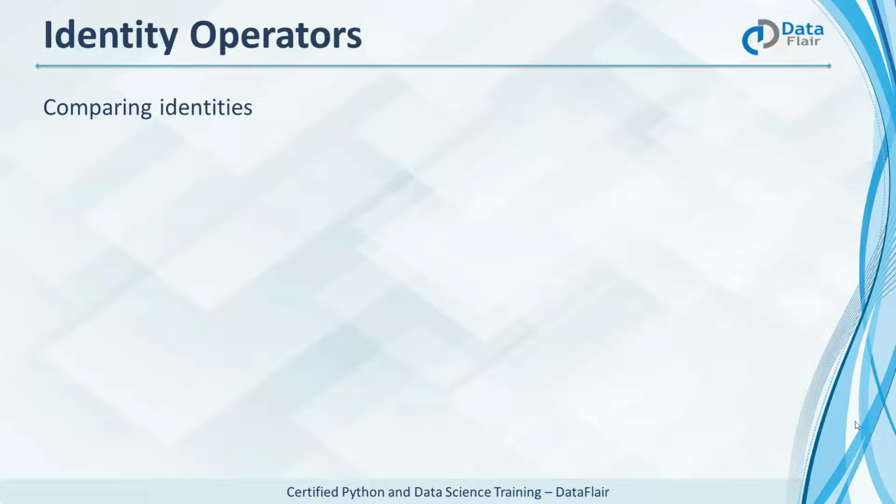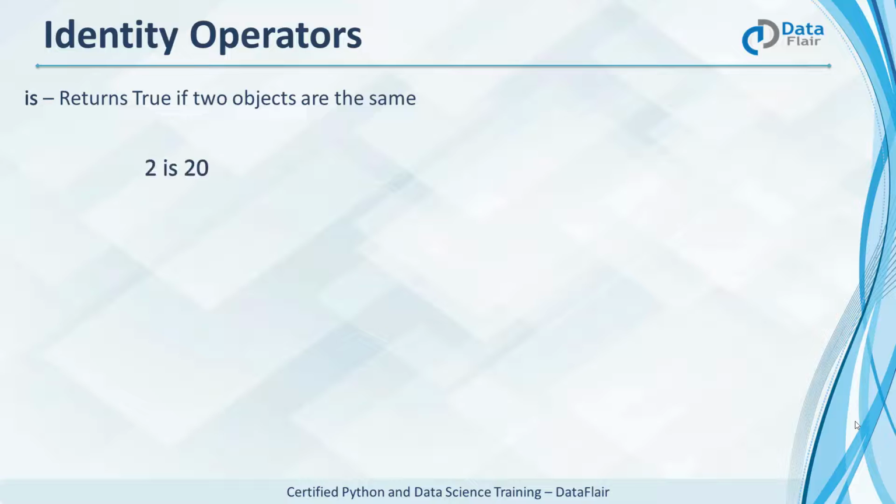Identity operators let us check whether two objects aren't just equal but also identical. It checks whether they're the same. These are is and is not. Is returns true if two objects are the same. 2 is 20. That is untrue. How about these two strings? True, they are the same.